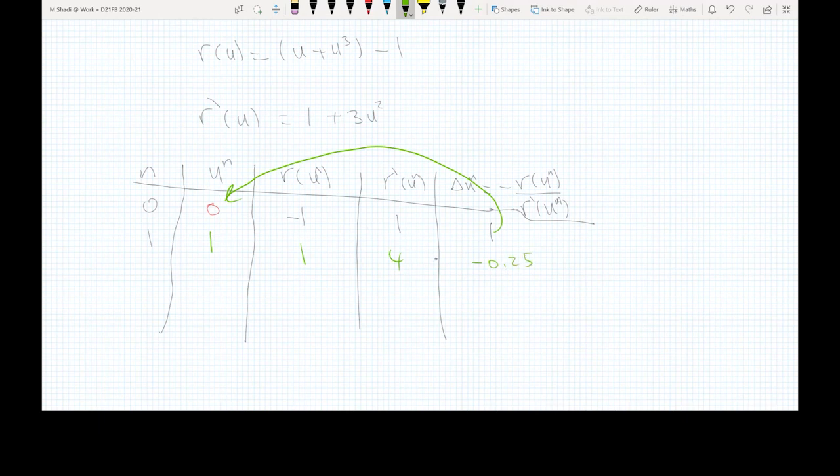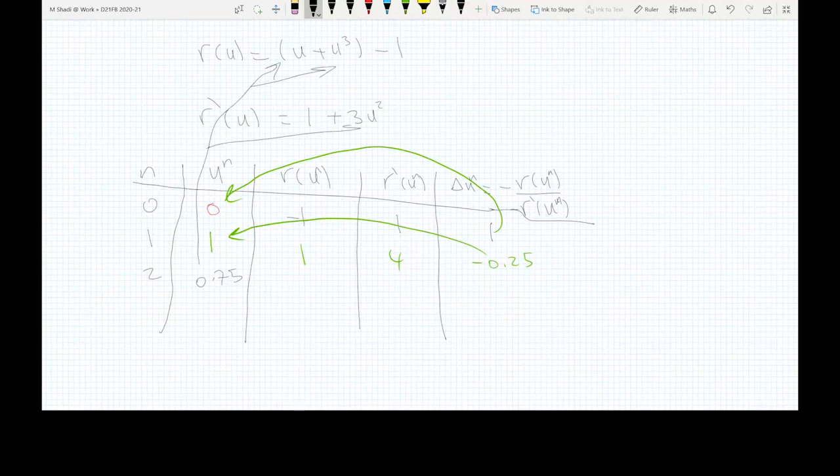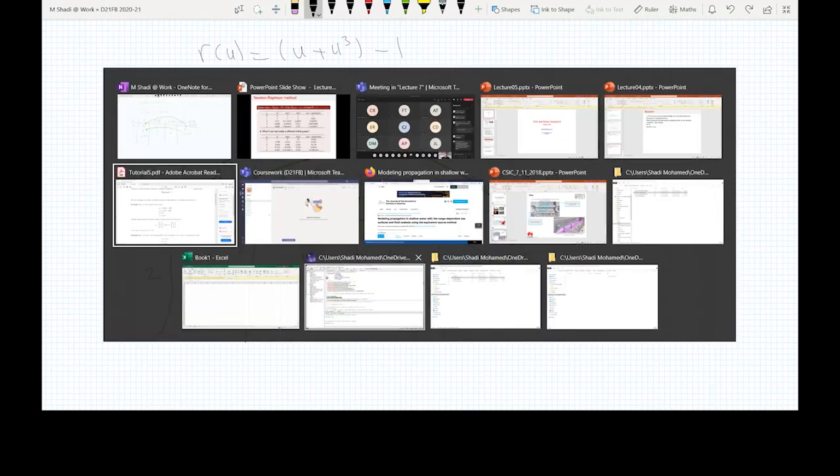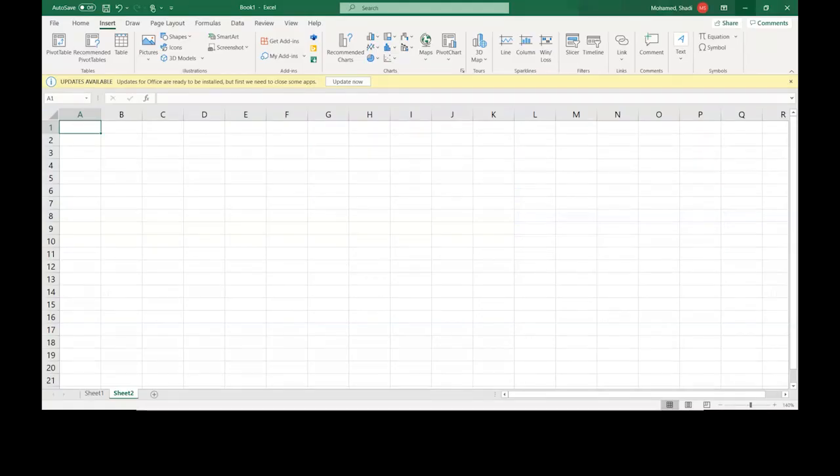Again, I will move it to this one here. I will get the third round now. So 1 added to minus 0.25 is 0.75. And then 0.75, I need to substitute it in here, and in here, and repeat these steps. So with 0.75, I probably should create an Excel sheet which does the job in a better way.